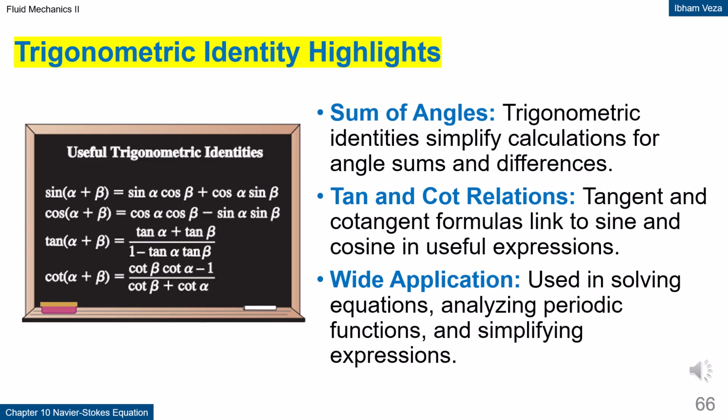Trigonometric identity highlights. Trigonometric identities are used to simplify angular expressions in flow analysis. Relationships between sine, cosine, tangent, and cotangent often appear in coordinate transformations. By using these identities, equation forms can be made more compact and easier to manipulate. Although purely mathematical, their role is very important in simplifying solutions. Without these tools, many analytical solutions would become very complicated.